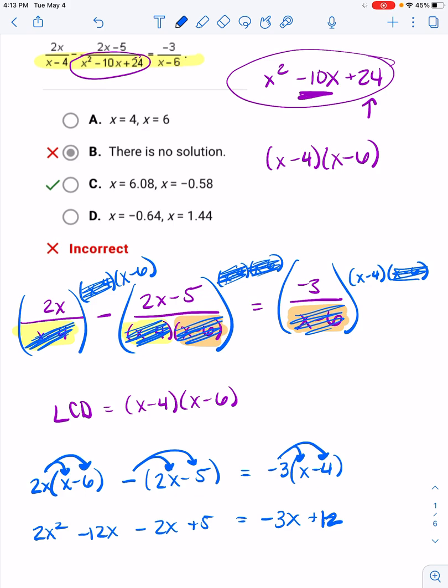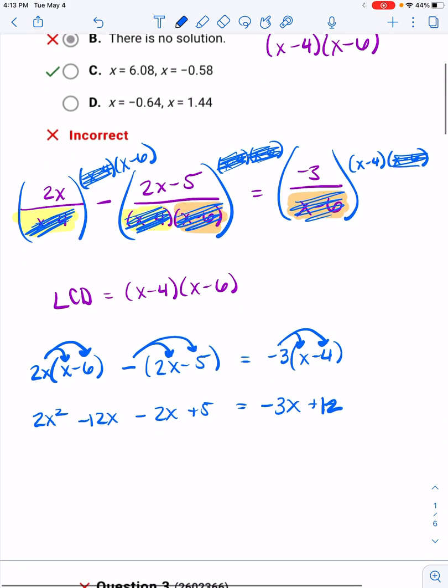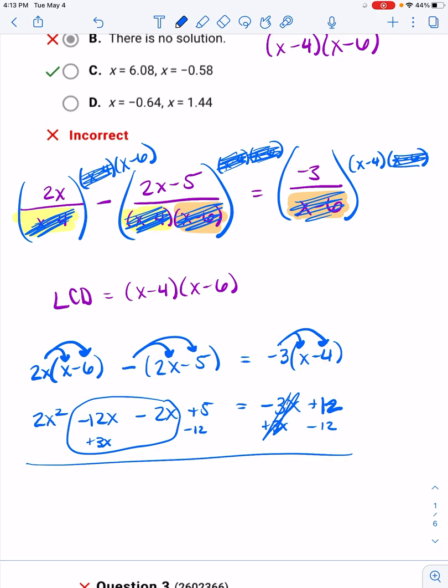All right, so now we want to move everything to one side of the equation. So I'm going to add 3x over here, and I'm going to combine those together when I do that. I'm going to subtract 12 and subtract 12, okay? So that cancels. I'm left with 2x squared. Negative 12x, negative 2x is negative 14x, plus 3x is negative 11x. And then positive 5 and negative 12 is negative 7 equals 0, okay?